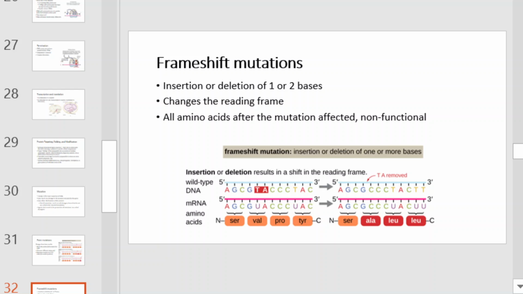Frame shift mutations. Frame shift mutations involve the insertion or deletion of one or two bases. They literally shift the reading frame of the DNA or RNA strands produced. An illustration of how this occurs can be seen below. All the amino acids after the mutated portion of DNA will be affected and non-functional.